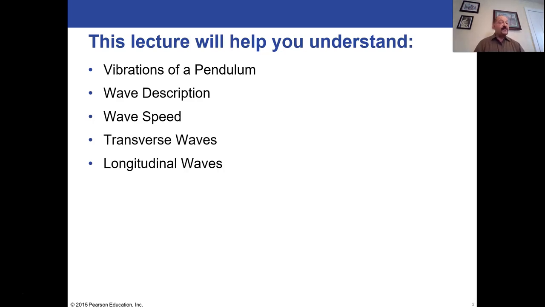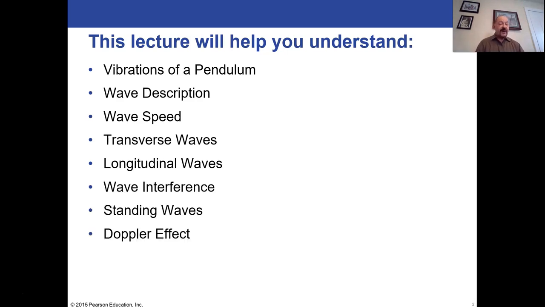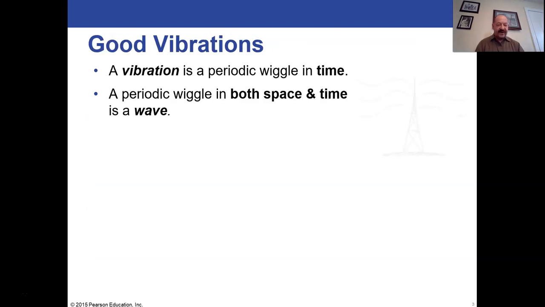We'll talk about the two major categories of waves, transverse waves and longitudinal waves. And we'll talk about wave interference, standing waves, and Doppler effect. And then finally, we'll end with bow waves and shock waves.